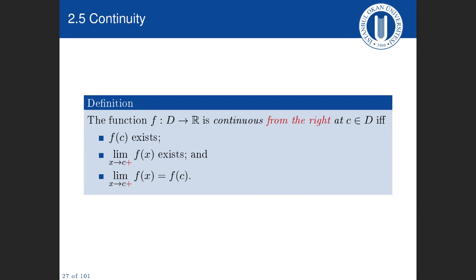We also have something called continuous from the right. And the only change is that we're using right-hand limits here. And we have continuous from the left. And again, the only change is left-hand limits instead of ordinary limits.